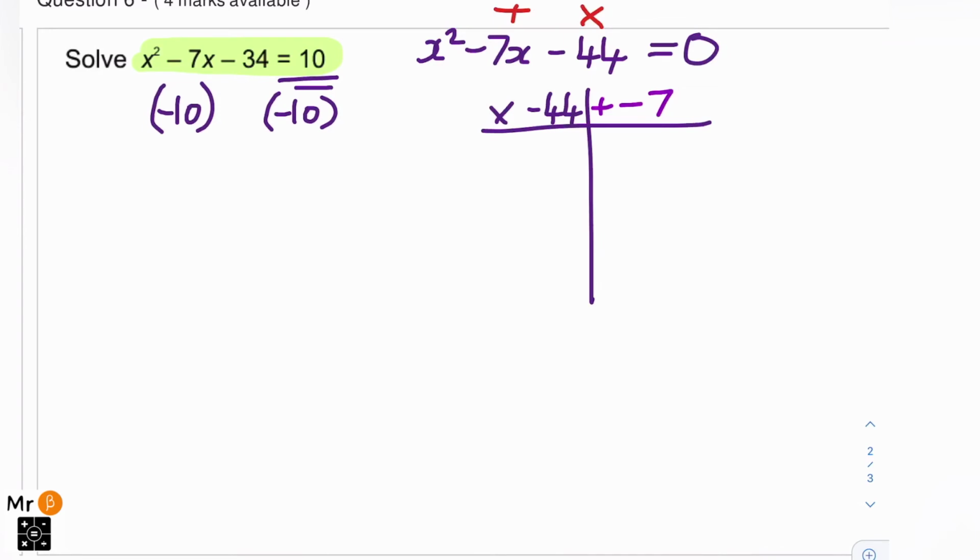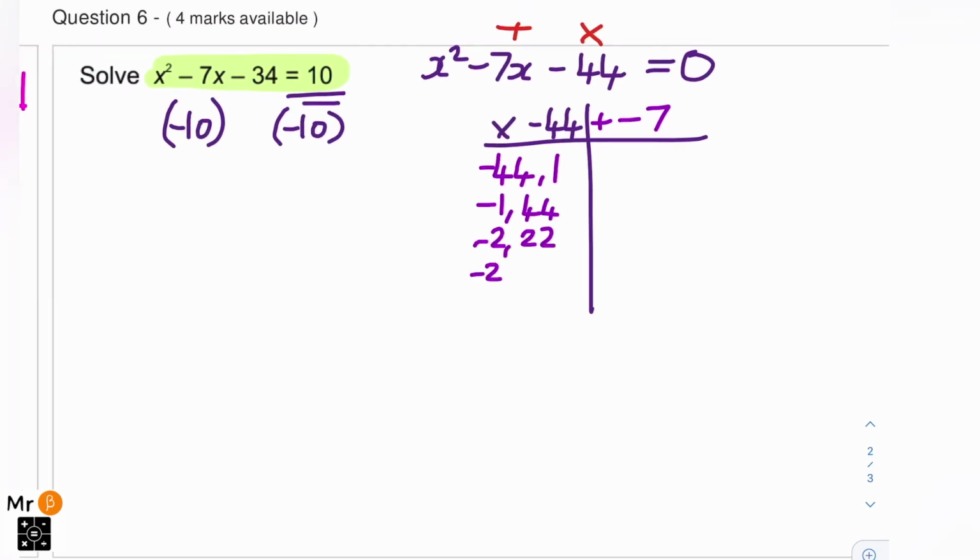Now we write down our factors of negative 44. We know that one must be positive and one must be negative. So here we can clearly see that our solution must be negative 11 and positive 4.